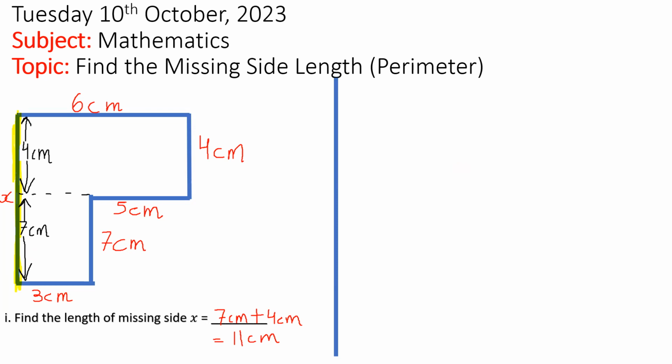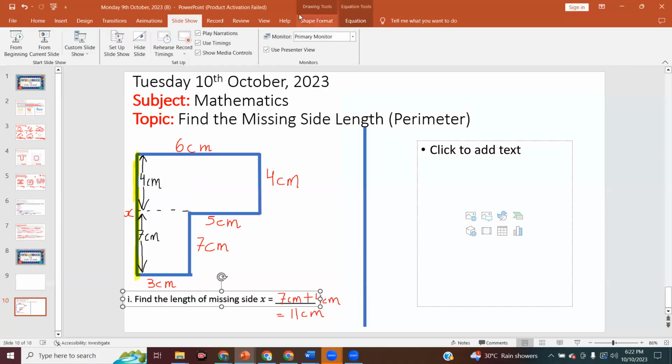All right, so let's do another one. For this one, please draw this in your book. Use a ruler and pencil to be able to draw it. And if you're not speaking, please mute your mic.